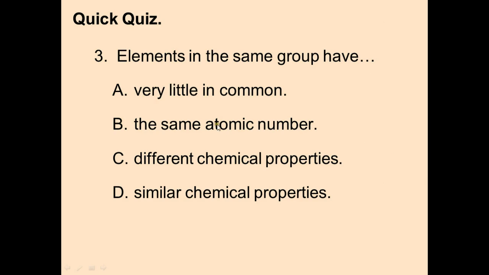So A is out, B is out, because if they're the same atomic number, they're the same exact element, so that's not true, because they're different elements. Then C, different chemical properties. No, that doesn't say that they're similar, so the answer is D.